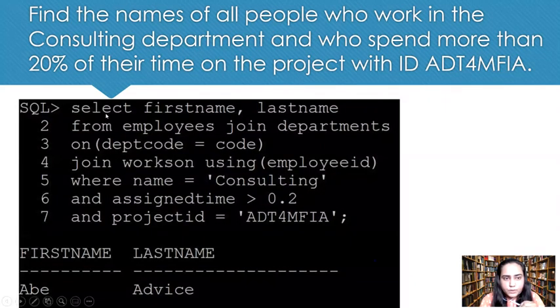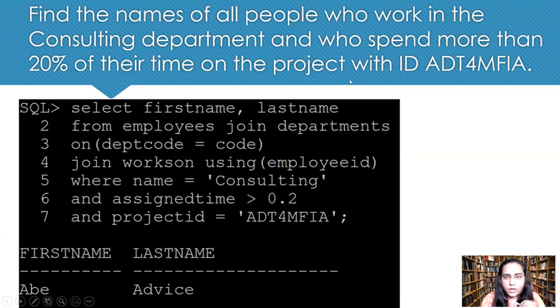So this is how you can do it. Select first name, last name. You need all the names. So we are selecting both the columns from employees, and then again taking a join because we have been told that it's a consulting department. So this is just like our query before. There's nothing new here when I'm doing employees join departments on dept code equal to code. Up to here, it's the same as the previous query.